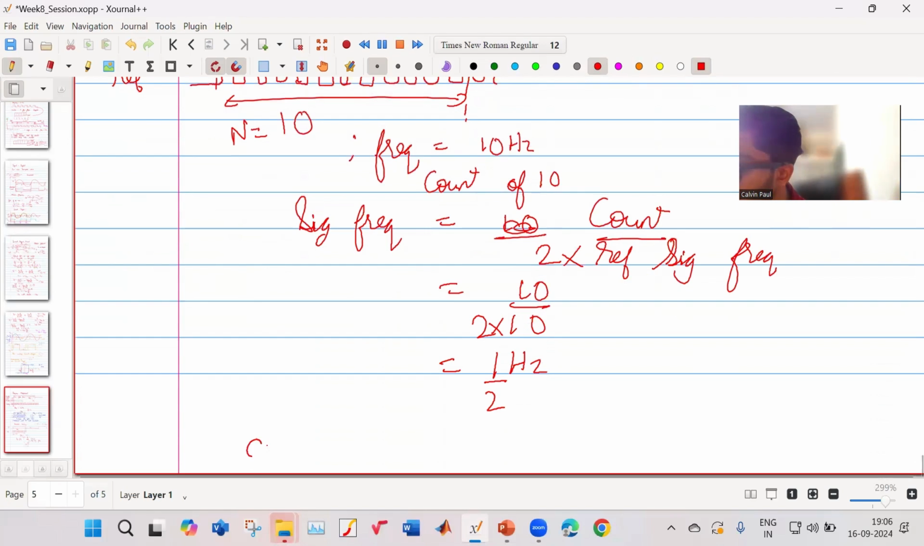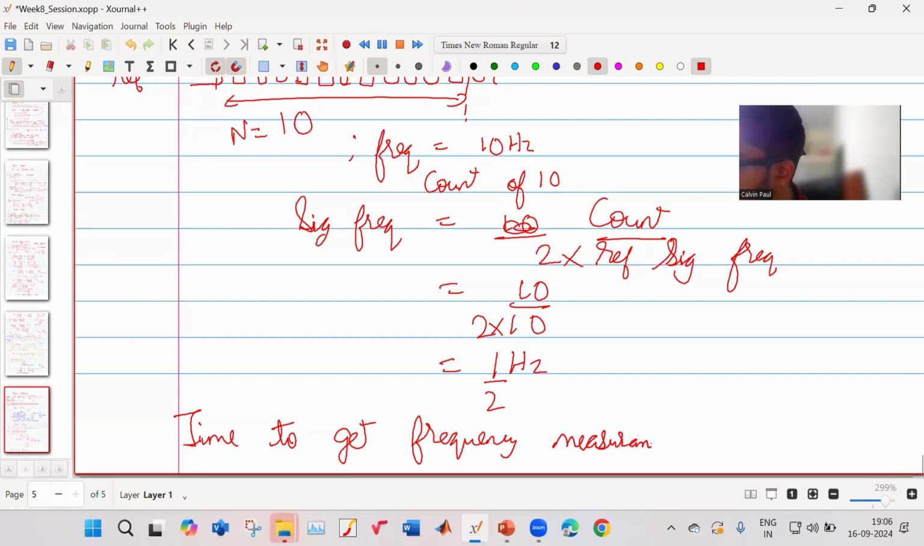Okay, so in that way, within 1 second, using this method, the time to get a frequency measurement is 1 second. But if we use the other method, we would have to wait around 10 seconds or something. So we are reducing the amount of time it takes to get the frequency measurement.